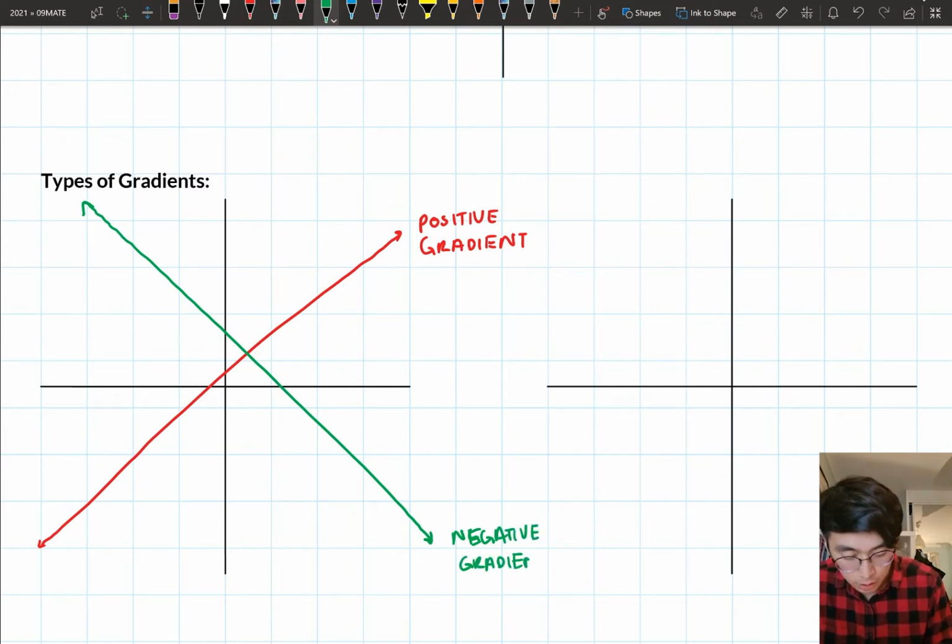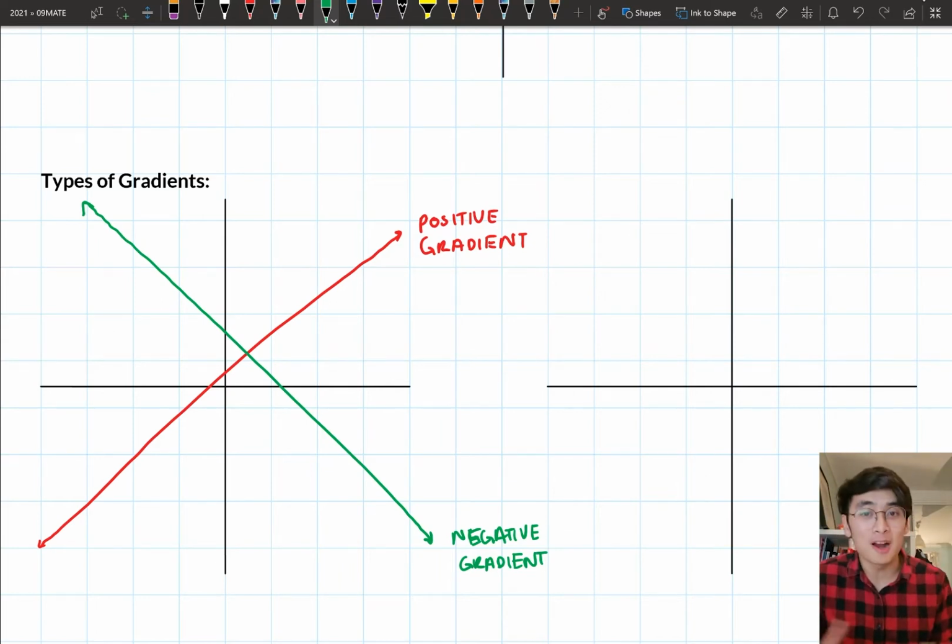So these are the first 2 types of gradients. And we can find numerical values for this, but this is just so you understand that all negative gradients will look like the green line, all positive gradients will look like the red line.